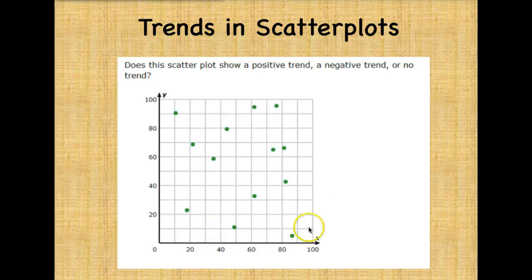Now let's look at this. Does this scatterplot show a positive trend, a negative trend, or does it show no trend? If you look at this, you could not predict what would happen here at 110. If I were to continue out on the x-axis to 110, where would my next dot be? I can't tell if it would go up or if it would go down. I have no idea. There is no pattern here. There's no relationship, so there's no correlation, meaning we have no trend. This is an example of no correlation.